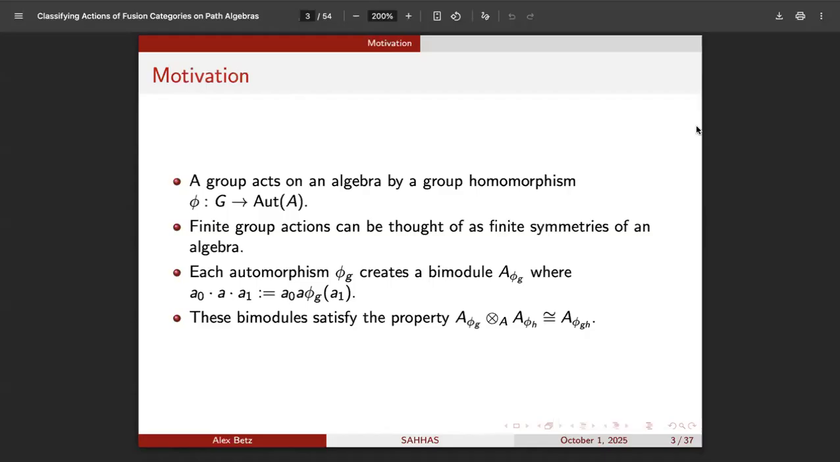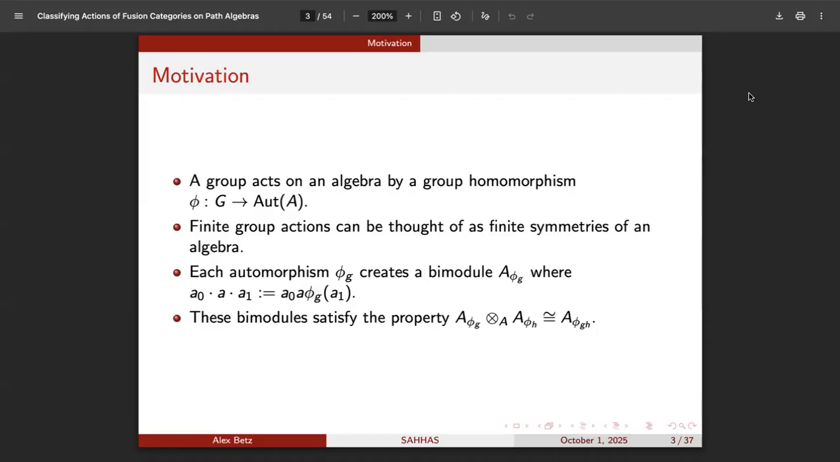They're kind of nice. They're a ubiquitous topic that just appears in lots of areas of math. And we'd like to study the symmetries of that algebra. So, we already understand how to classify finite symmetries of an algebra. This is through group actions, right? If we have a group acting on an algebra, we get a group homomorphism from G into Aut(A).